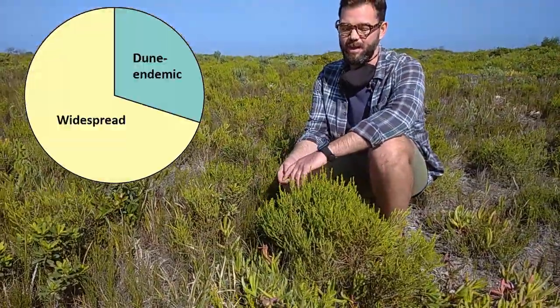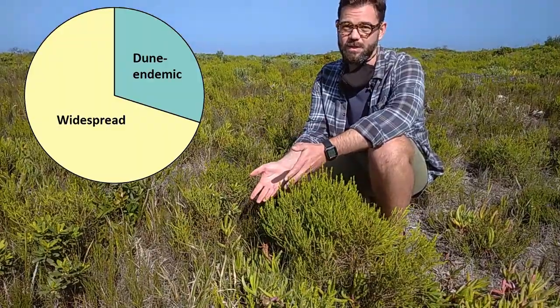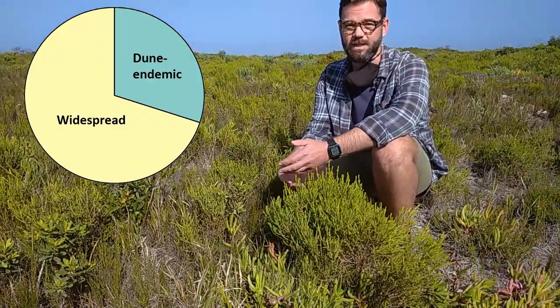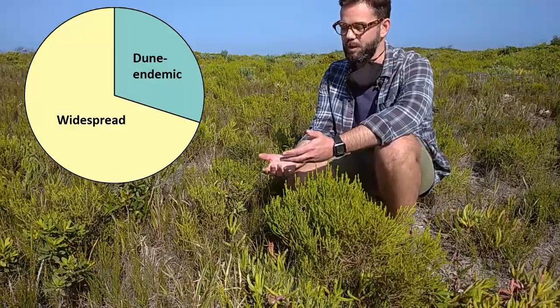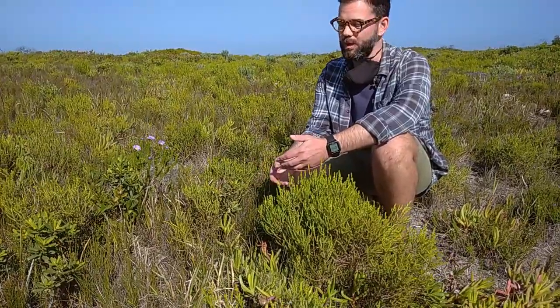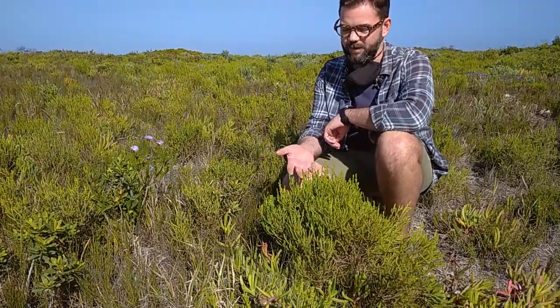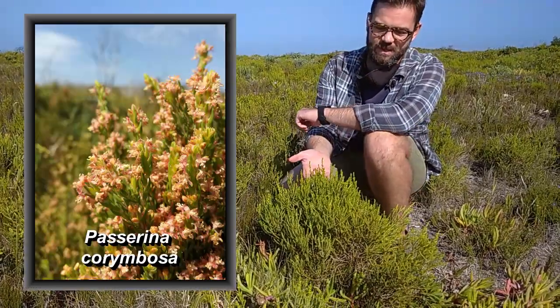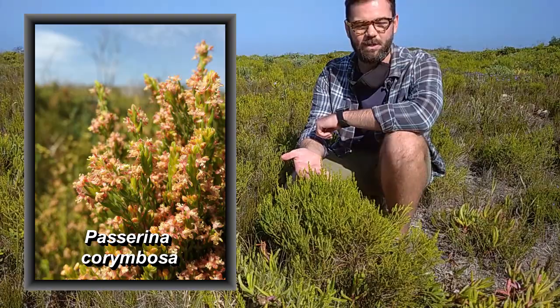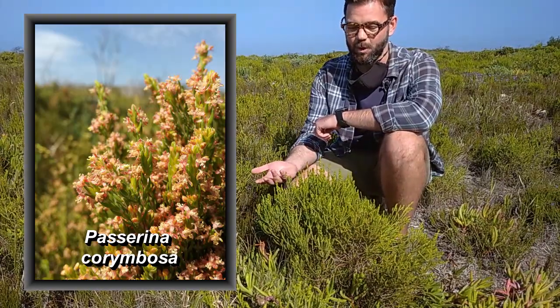And the other group of plants that we find are species that are very widespread throughout the Cape. So they occur on the dunes as well as off the dunes on other types of soils, for example acid sands, or sometimes even in clay soils where you find renosterveld. So this is an example of one of those species. This is Passerina corymbosa, common gonna.